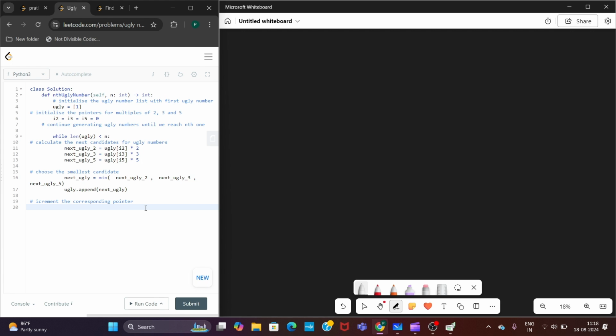Incrementing the corresponding pointers over here. So if my next ugly is equal to next ugly of 2, we'll simply increment I2 with 1. I2 will be incremented with 1. Similarly, I'll do the same for this also.